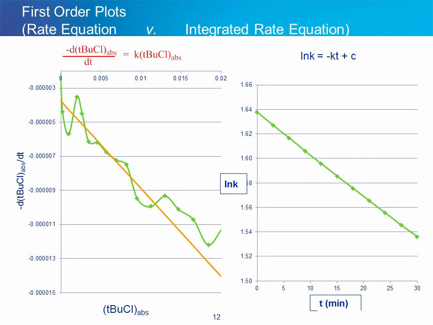The other way to do the analysis is certainly a more rigorous way, and that is taking the integrated rate equation, where ln of tertiary butyl chloride is plotted versus time, and the slope of that line also gives the rate constant k. Notice that the slope of the rate equation on the left is similar to the slope of the integrated rate equation on the right.